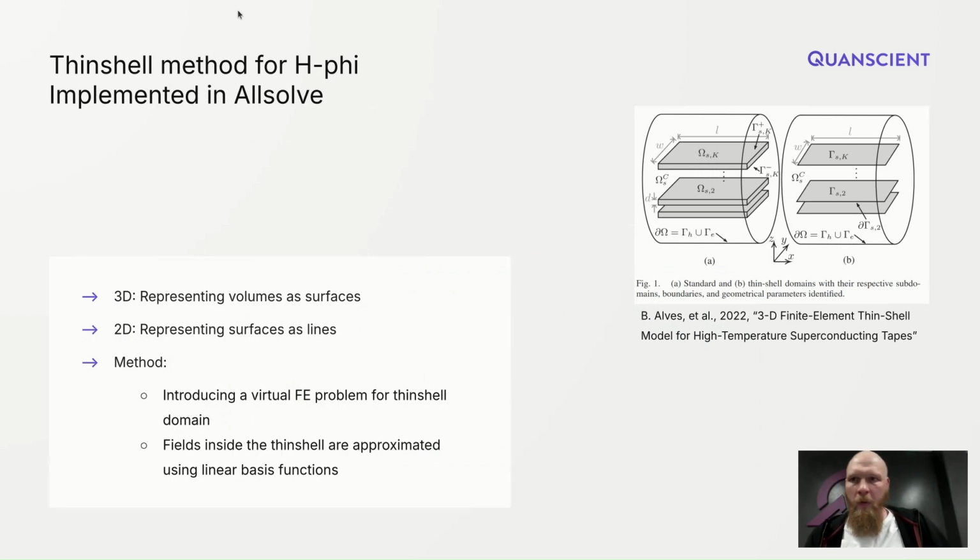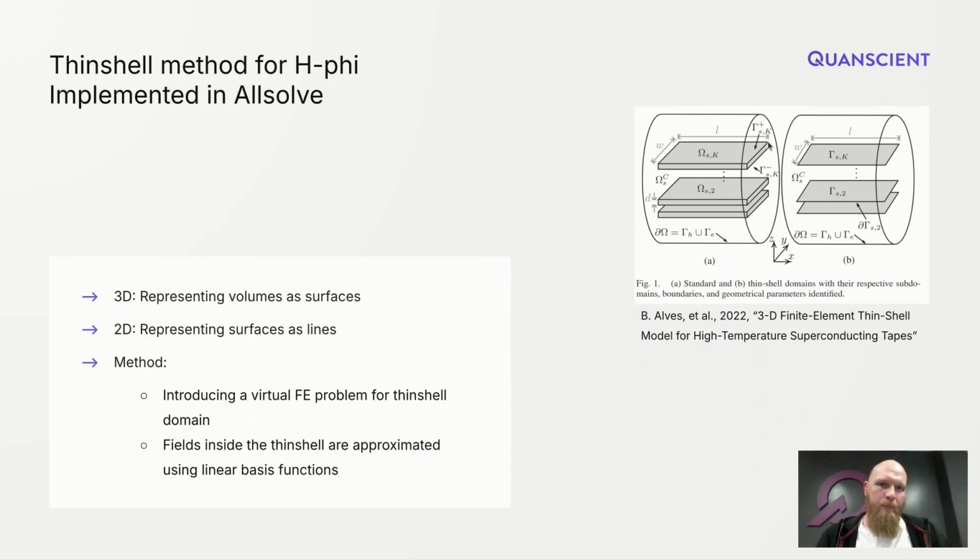Then what can we do to improve the accuracy of the models, and the possibility to take into account more details in the model? One option can be the Thinshell method. In 2022, here on the right, we can see the basic idea of the Thinshell method. It was introduced by Alves et al. at Montreal.